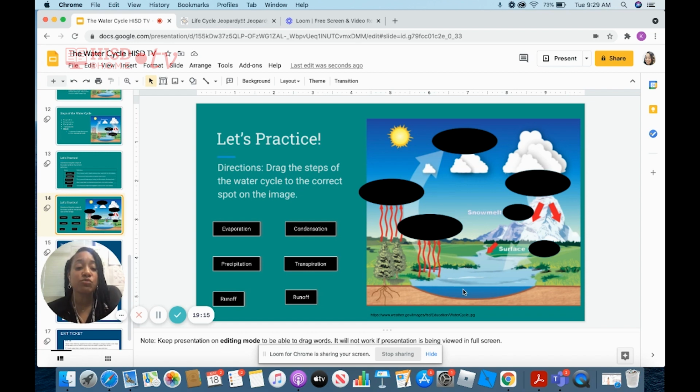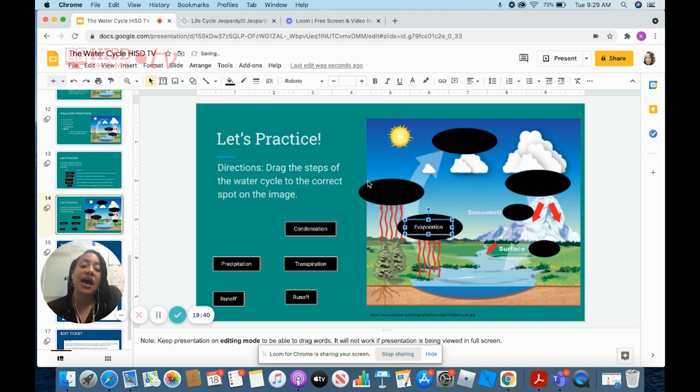So if we start with this one where we're looking at this kind of stream, river, then what stage would this be in a water cycle where water is changing from a liquid to a gas and the water is coming from a stream or a river? Right. This stage would be called evaporation.